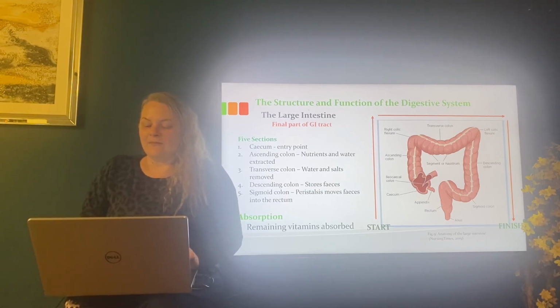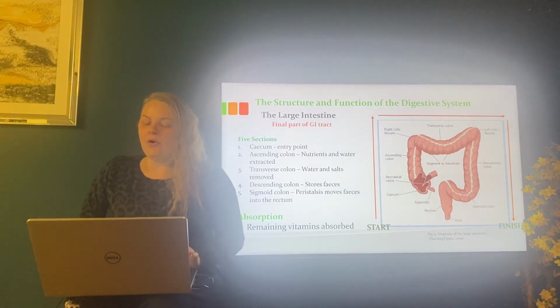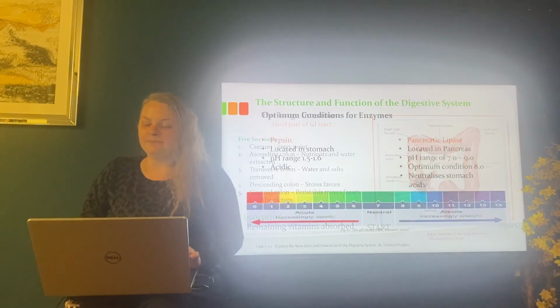Chyme enters the cecum from the ileum and starts to become mixed with good bacteria. It then moves on to the ascending colon, where nutrients and water start to become extracted and the food matter starts to solidify into faeces. The transverse colon then further removes water and salts, and the faeces then passes to the descending colon, where it is stored until ready to be passed to the rectum. The sigmoid colon then completes peristalsis with its muscular walls and pushes the faeces into the rectum, ready to be eliminated from the anus through defecation.